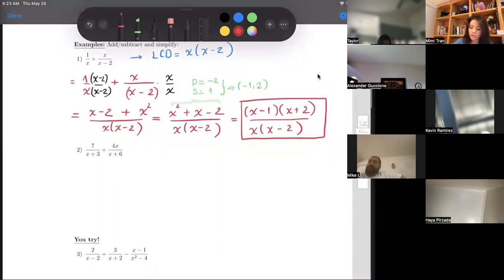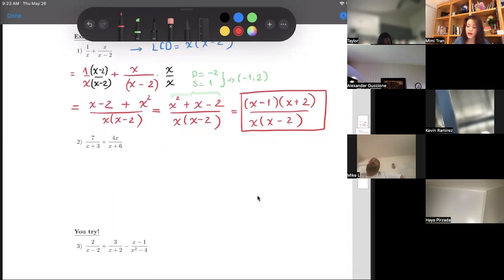All right, number 2. Does anyone have a question on number 1 before I move on? Okay, all right, number 2. Same thing, right? You see the denominator is already prime, so there's nothing I can factor. Same thing with the top, right? 7, 4x, x plus 3, x plus 6, they're all prime.